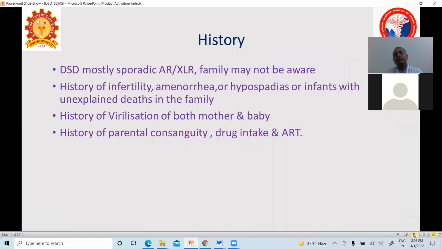In history, the mother will not give you a clear-cut history of DSD, but there are some pointers in the history by which you can make out that this family or this baby is suffering from DSD. Like history of infertility in the family, amenorrhea in the family, hypospadias or infants with unexplained death in the family, history of virilization of both mother and the baby, history of parental consanguinity, drug intake, and artificial reproductive technology are the soft markers, soft pointers, which will tell you that this baby might have DSD.